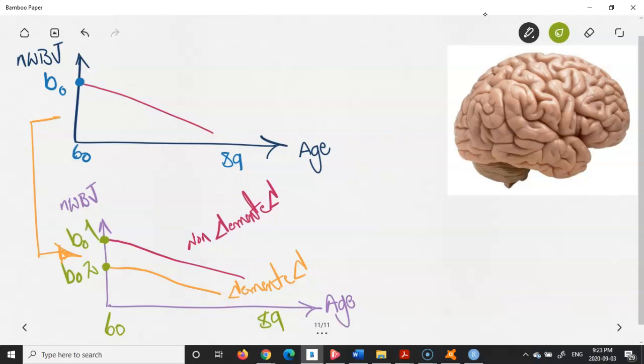We expect that when people are at 60 years of age, their normalized whole brain volume is going to be different depending on whether they are diagnosed with Alzheimer's disease or not. If they are diagnosed with Alzheimer's, we expect that the normalized whole brain volume should be lower than the case that they are non-demented. And that's essentially what we mean.